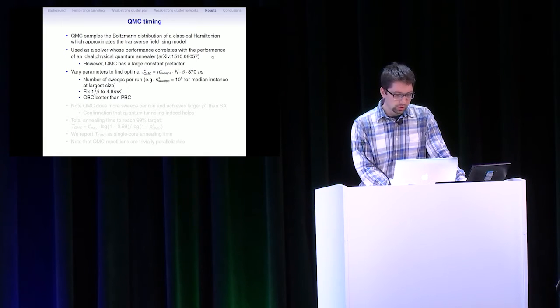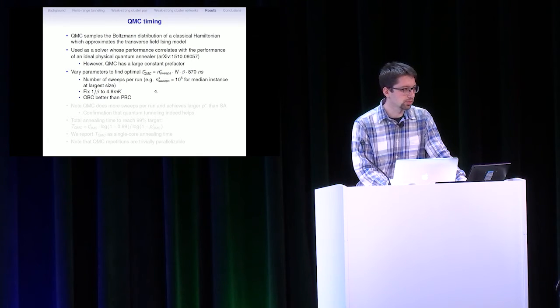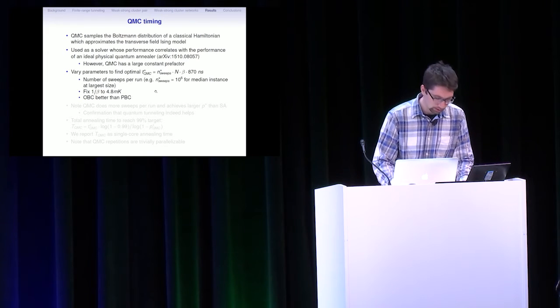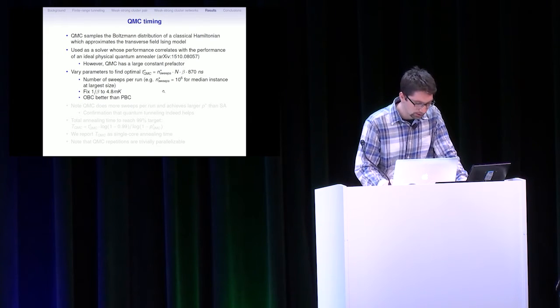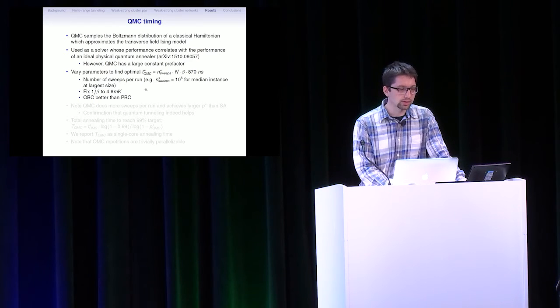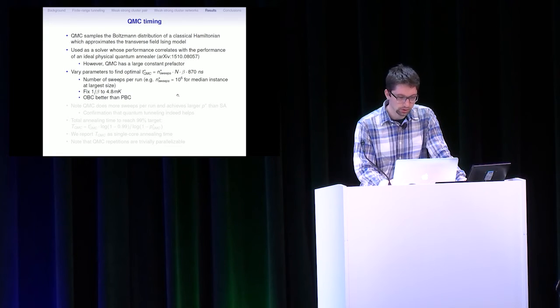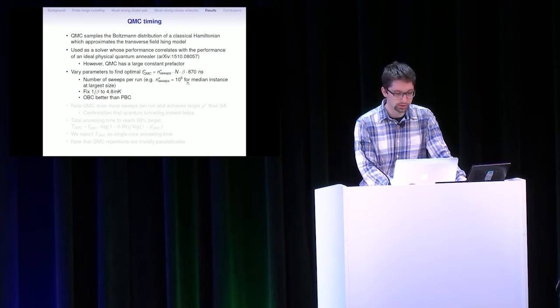So in QMC, we also have parameters to vary and to optimize. We optimize the optimal per run annealing time according to this expression here, as well as the number of sweeps per run. We fix the inverse temperature to be equivalent to 4.8 millikelvin to still keep it realistic for physical devices. And we find that running it with open boundary conditions is better than periodic boundary conditions. There are more details related to these parameters in this archive paper for anybody who's interested.